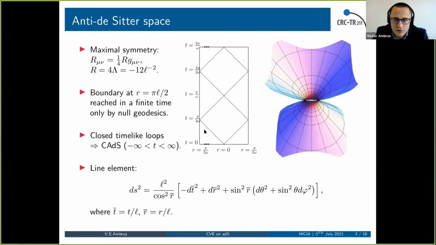What's interesting from this conformal diagram here is that the boundary of AdS can in fact be reached in finite time by null geodesics. So light rays can reflect from the boundary of AdS and come back into the bulk of AdS in finite time. Also, the periodicity of the time coordinate means that we have closed time-like loops. So in order to avoid this pathology, I will work in the covering space of AdS, in which this conformal diagram here is unwrapped. So this identification here will no longer apply.